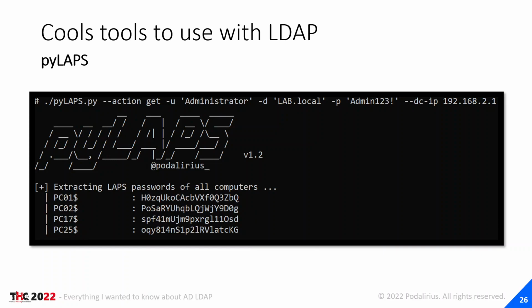With my PyLAPS, as you can see, it's the same syntax as LDAP monitor. It's fairly easy to use, and it will extract every LAPS password from all the computers that have LAPS activated in their LDAP object. To read these attributes, you need to have specific rights, meaning generic read, for example, on the target object, or you need to be domain administrator of the whole domain. They are highly sensitive attributes, so they cannot be read by anyone.